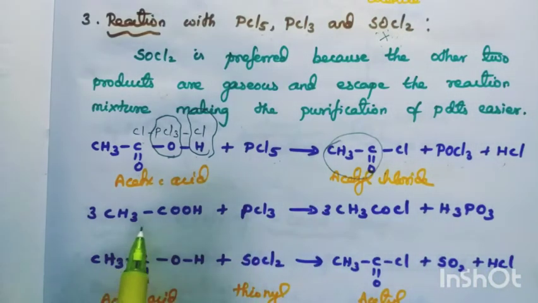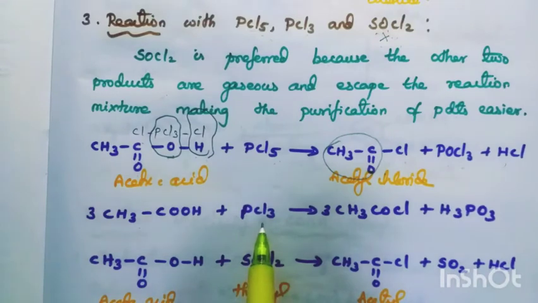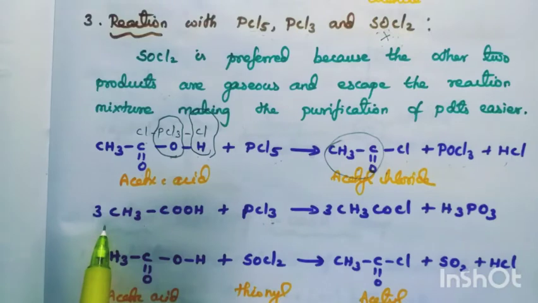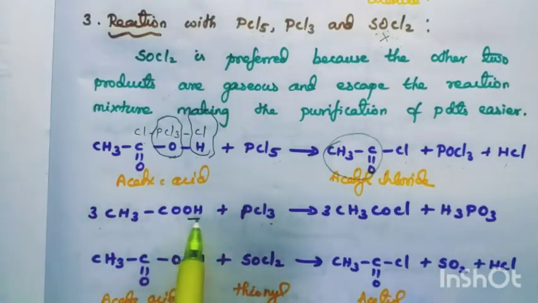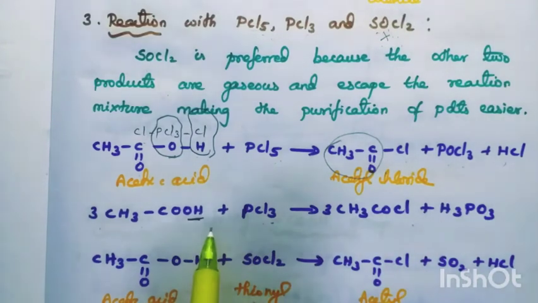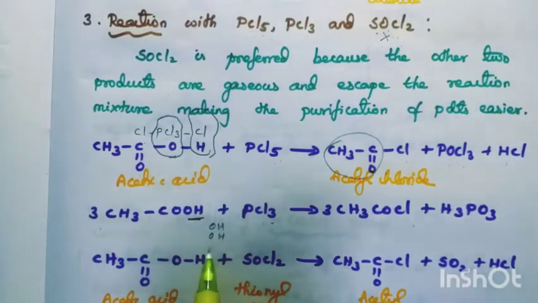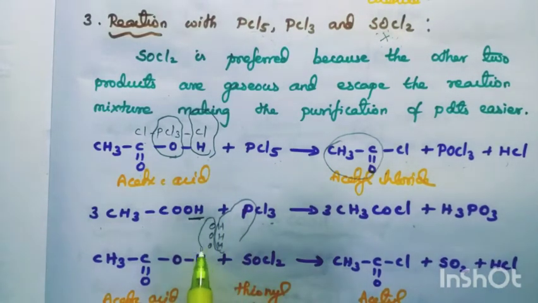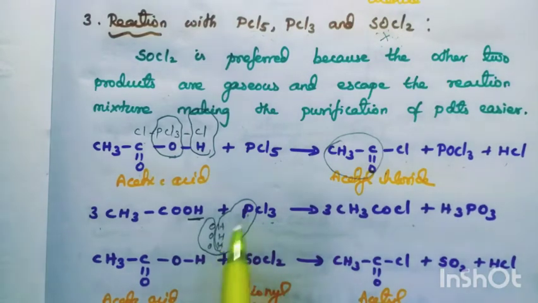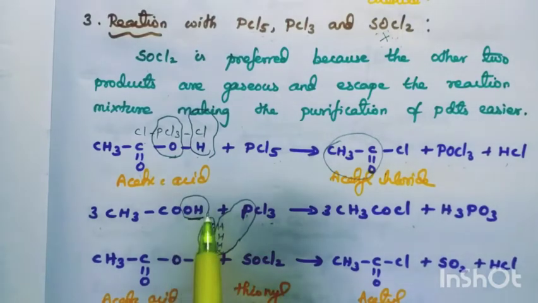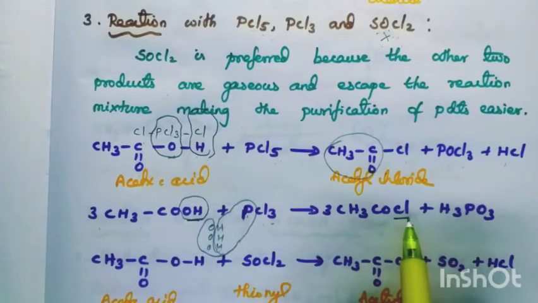If we treat with PCl3, we need 3 molecules of acetic acid. Instead of OH, put Cl. 3 OH groups are there, so H3PO3 goes out, and 3 Cl add instead of OH. So we get acetyl chloride.